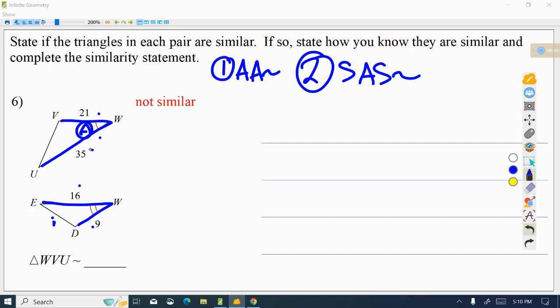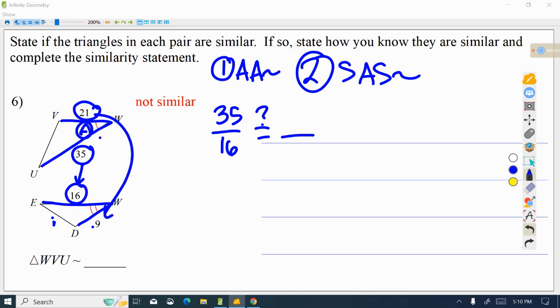So the biggest side is 35, and the biggest side in this triangle is 16. So we'll put that one together. Let's do 35 over 16. If I have that, my other one should be 21 over 9. Notice that we have the bigger numbers on top and the smaller numbers on bottom. Since the first one is bigger over smaller, the other one should be the same way. So try to make sure that you pay attention to that. Be precise when you're setting up your problem. That first step is important.